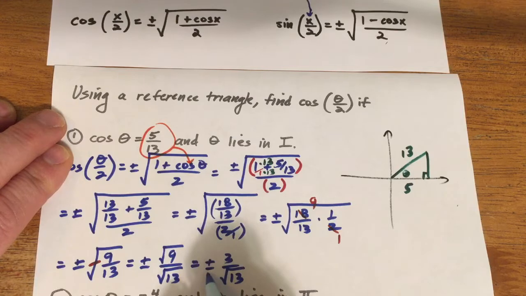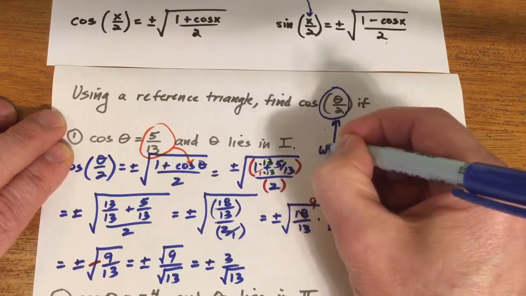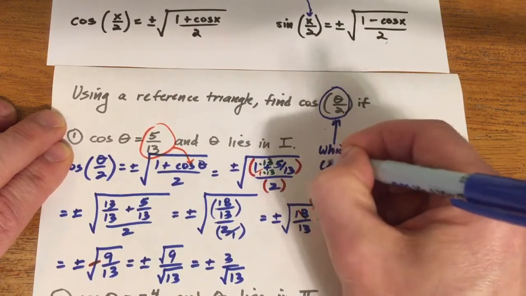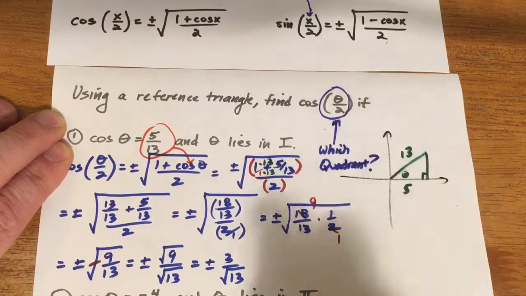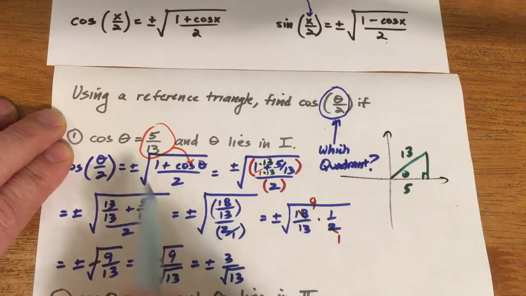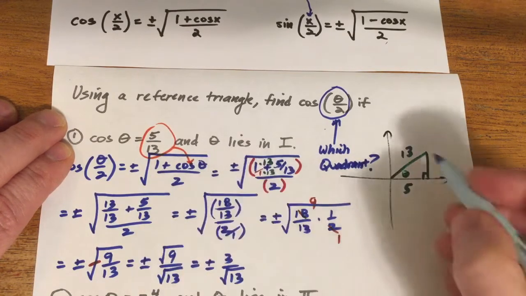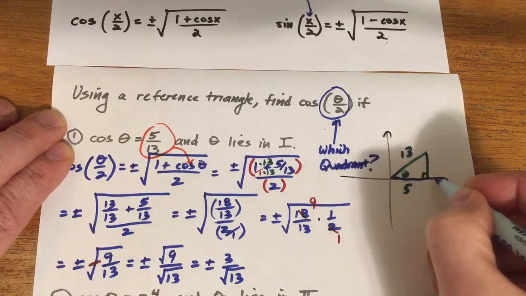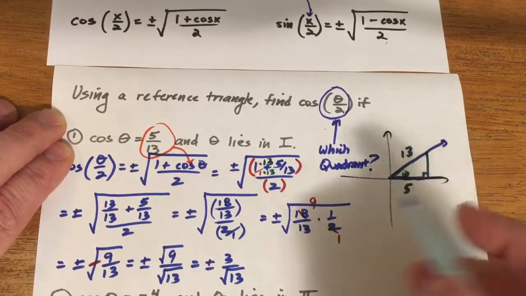How do we figure out which sign we're going to keep? Well, to figure that out, basically what we need to do is figure out which quadrant this angle is in. Which quadrant is theta over 2 in? Well, when we drew our angle theta, we knew that theta is in quadrant 1. There's our angle theta right here. It's in quadrant number 1.